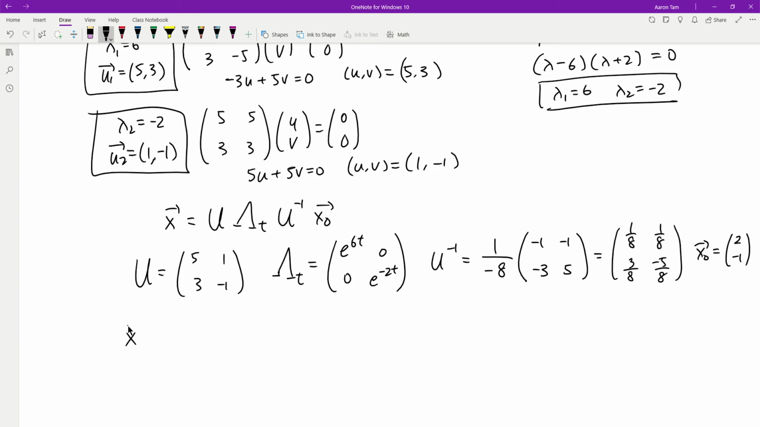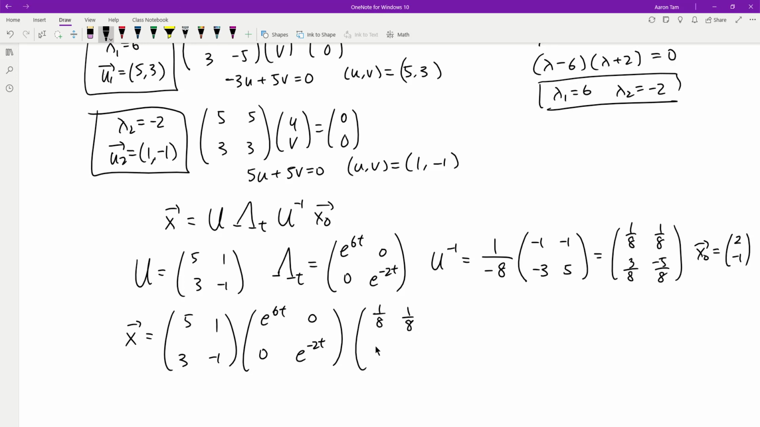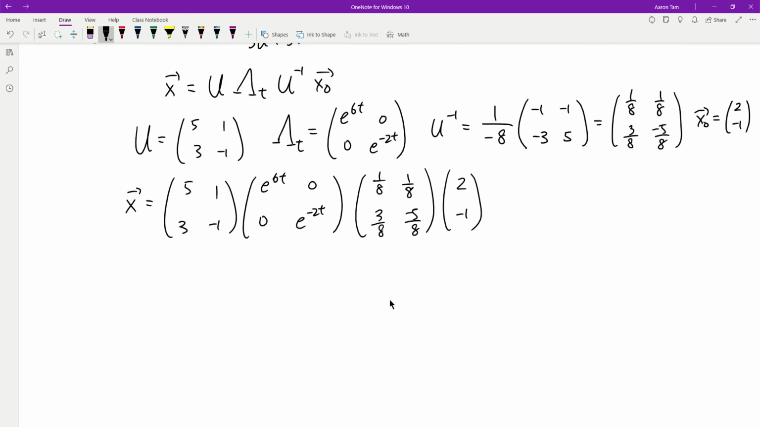Now it's just a matter of writing them out. So that would be 5, 1, 3, negative 1, multiplied by e to 6t, 0, 0, e to negative 2t, multiplied by 1/8, 1/8, 3/8, negative 5/8, multiplied by 2, negative 1. It's just a matter of slowly multiplying them together. So multiply these two together, there will be 2/8 minus 1/8, which is 1/8. And that will be 6/8 plus 5/8, so that would be 11/8.